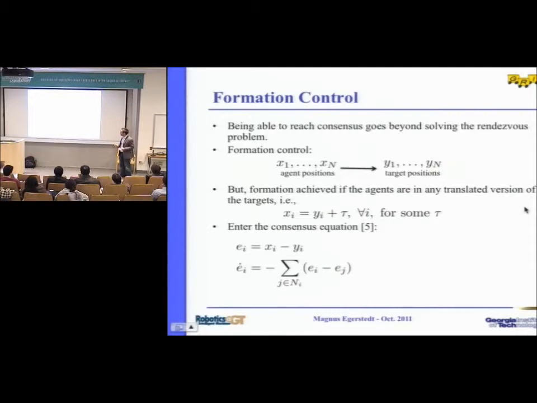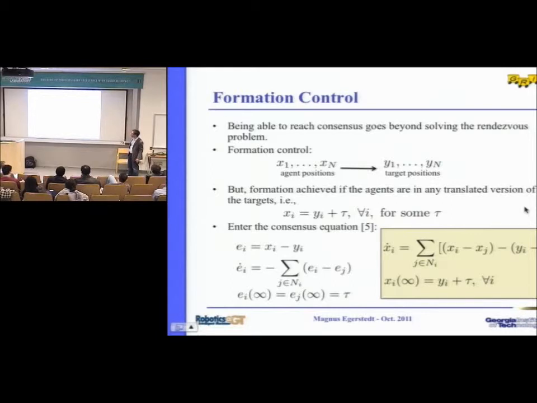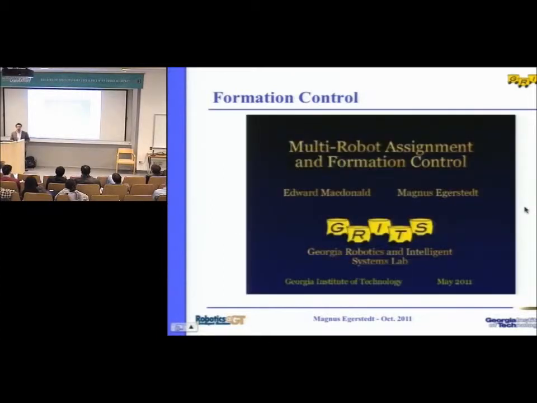And then you can immediately run the consensus equation on the error. So where am I relative to my target position? I get the consensus equation on the errors. And I know that asymptotically, if the graph is connected, you have a constant translation of the target positions. And you can actually immediately turn this into controllers on the robots. So you can use this way more than just meeting at the middle.